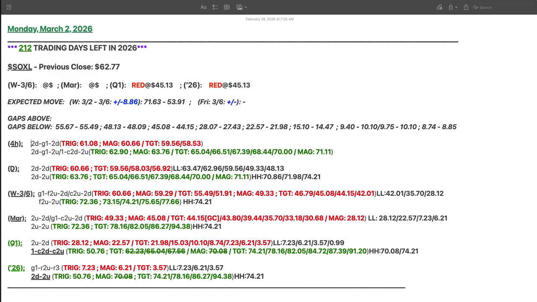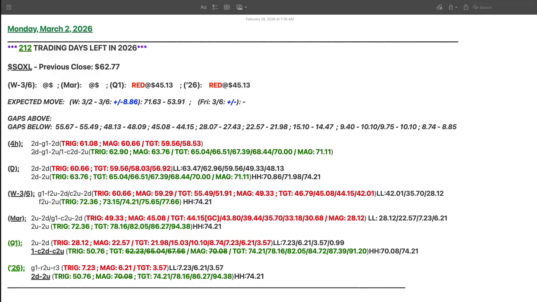On the 4-hour time frame, we talked about if we go to the downside, that does trigger this 2 down, triggering at 61.08 and only a magnitude of 60.66. So not a magnitude there, but we do have some extended targets out there for you if we do reach that 60.66 with some momentum.